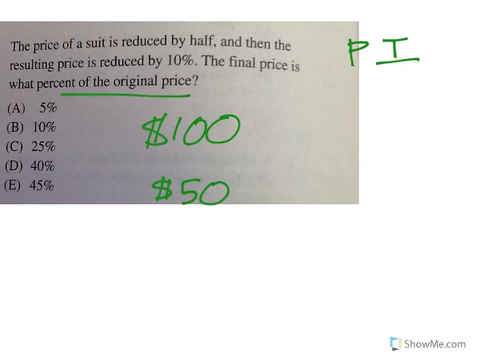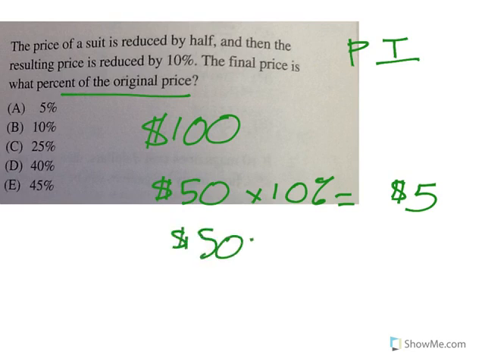And then the resulting price is reduced by 10%. So $50 was reduced by 10%. 10% of 50 is 5. So we end up with 50 minus 5 equals 45 as our final price.